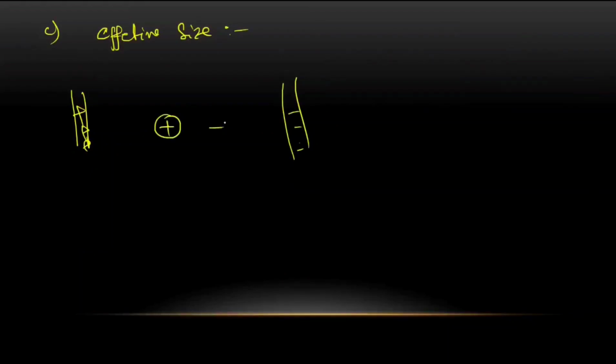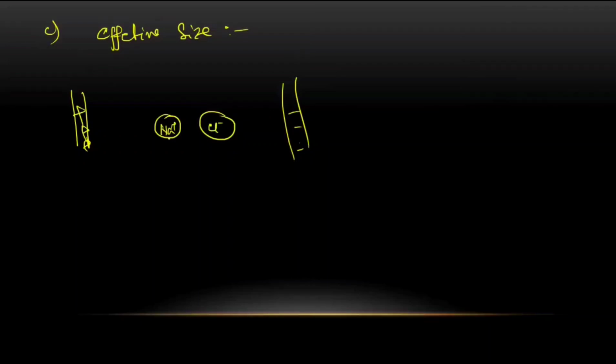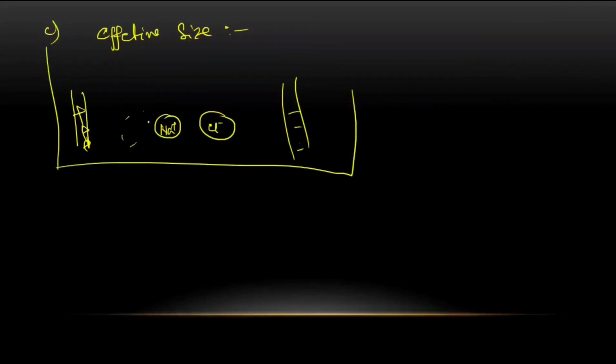Next, third parameter, option C, it is effective size. Now, suppose I have here a positive electrode and here a negative electrode, and I have one cation here, one anion here, right? Suppose it is Na plus, and suppose it is Cl minus. What happens when it is dissociated? Then in this container, there are solvent molecules. Solvent molecules will hydrate sodium and will hydrate chlorine. Suppose the solvent is water, then what will happen?